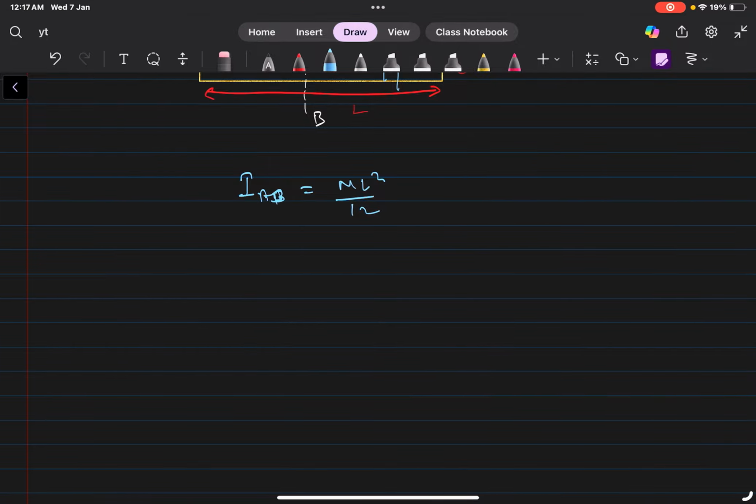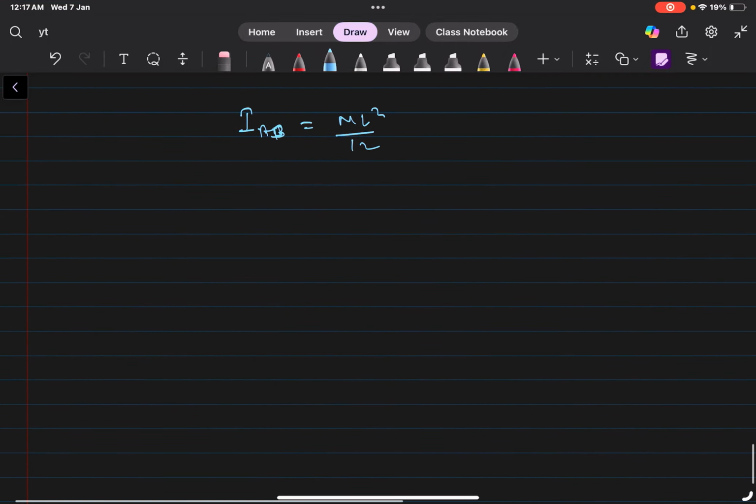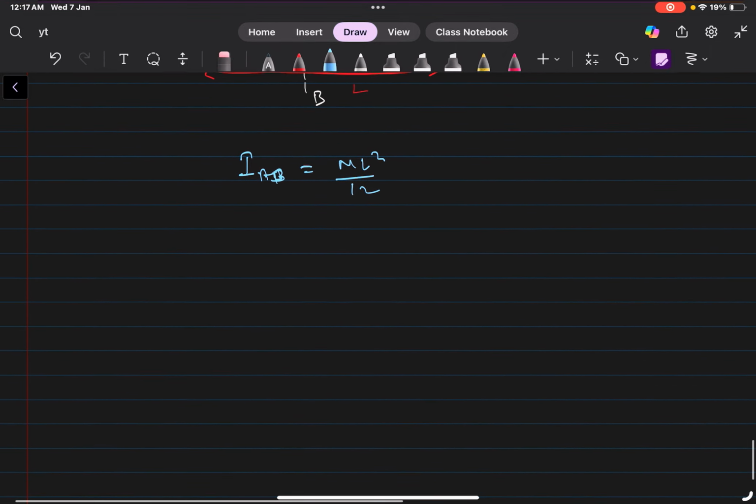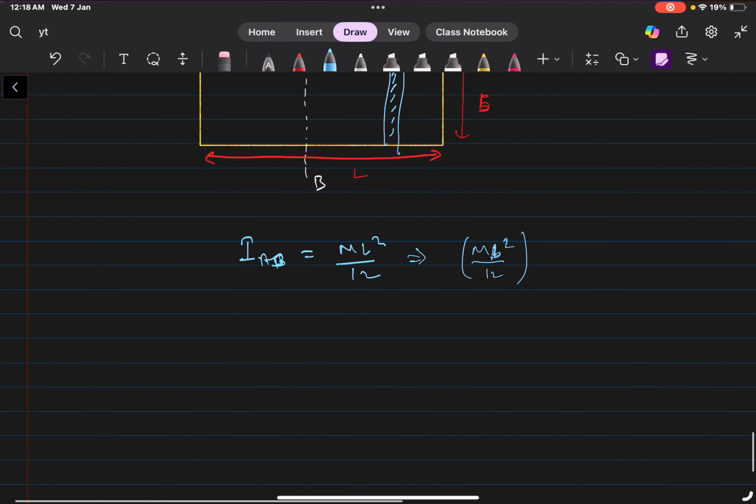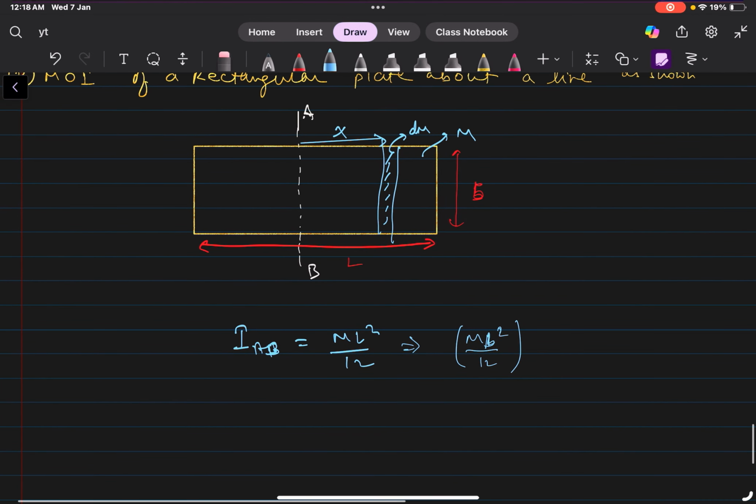Okay, and we can say that from here, at the place of L, the L will be replaced by B, so the moment of inertia is mb square by 12. This is the formula here, that is mb square by 12, and B is the width of this rectangular plate.